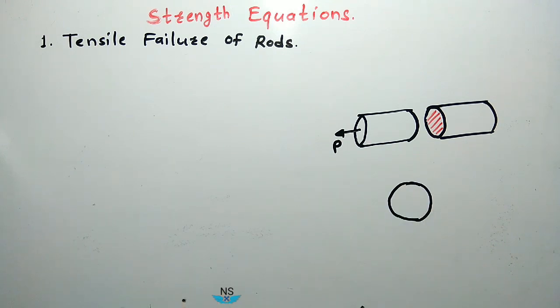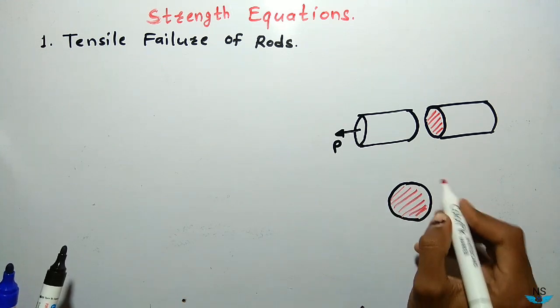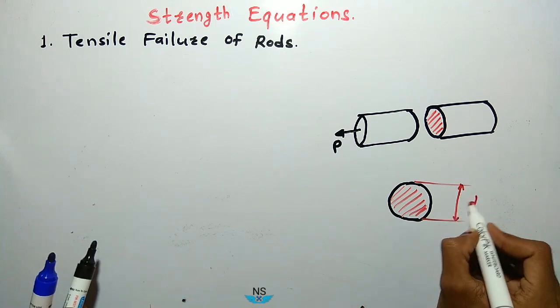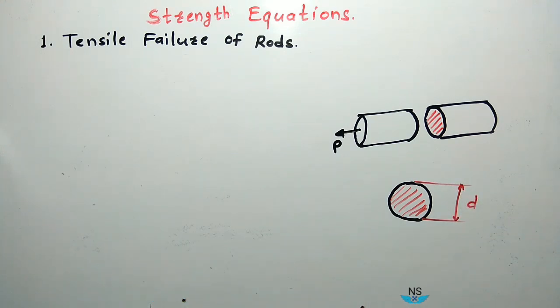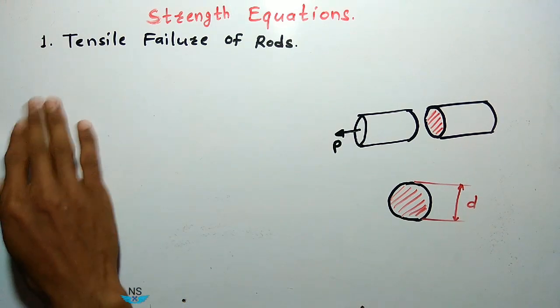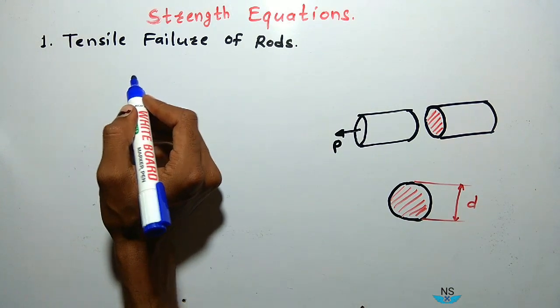This is the failure area. Now what is the diameter of rod? The diameter of rod is small d. This is the tensile failure of rods. That means which equation we have to use.